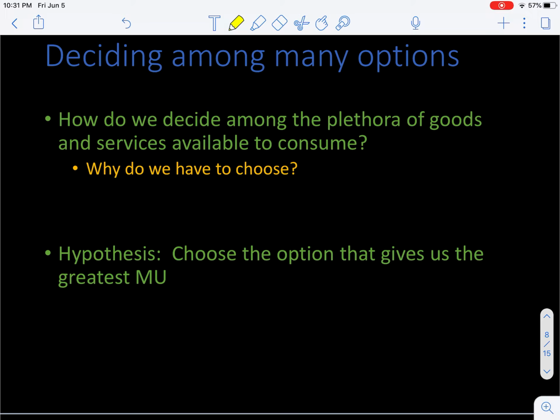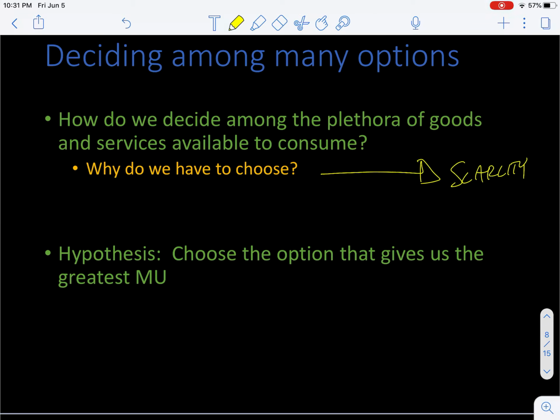So, how do we decide among the many, many things that we have available to consume? Now, I have a side note here. Why do we have to choose? Well, that's sort of an aside, but that's from week 1. Why do we have to choose? Because we live in a world of scarcity. We can't have all of the things that we want, there's an opportunity cost. When I consume one thing, I'm giving up time or resources, time or money that I could spend doing something else. So we have to make choices.